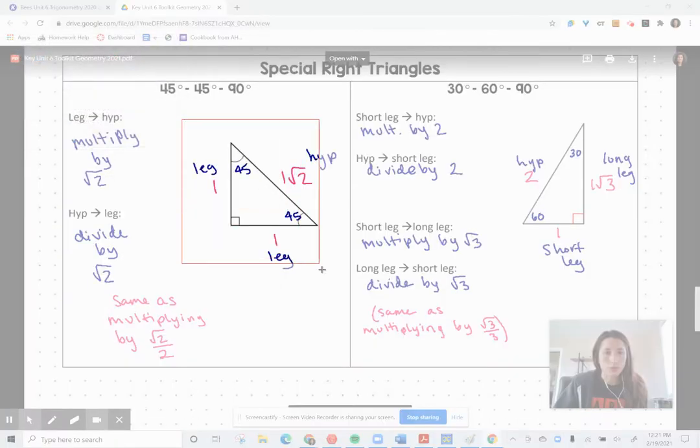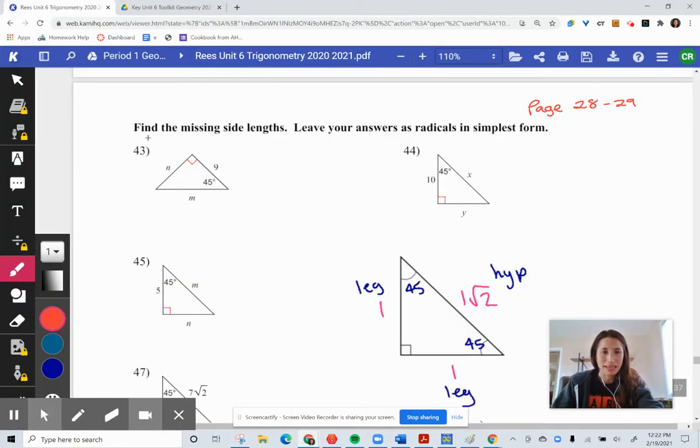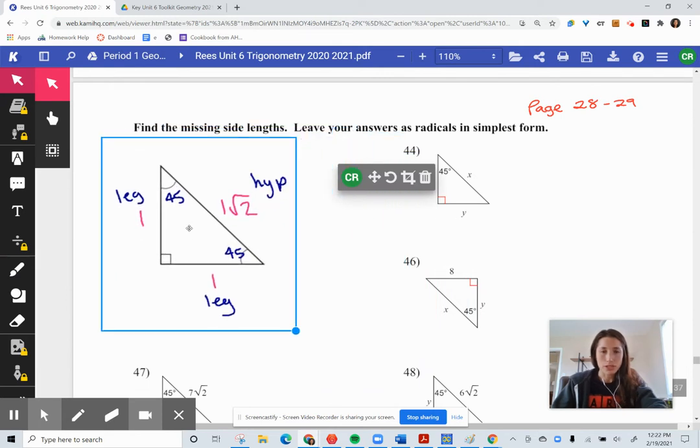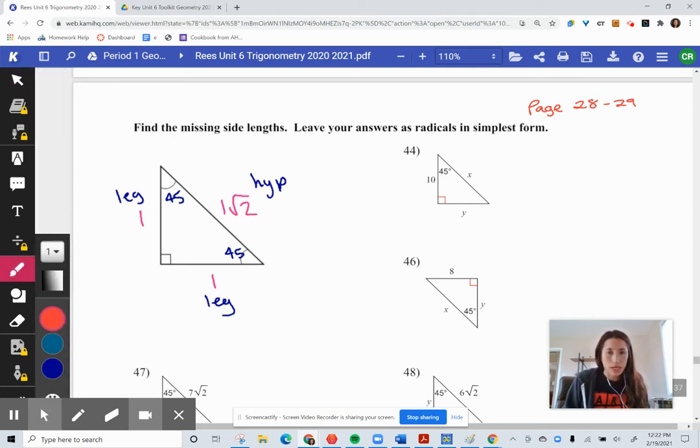So I'm just going to copy this over onto my other page, so I'm not going back and forth. And I'm just going to cover up these first two questions. I'm just going to do a few questions with you from page 28 and page 29. So on page 28 here, we've got our special right triangle. This is our 45, 45, 90.